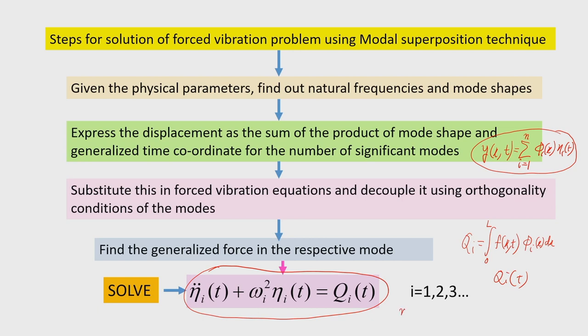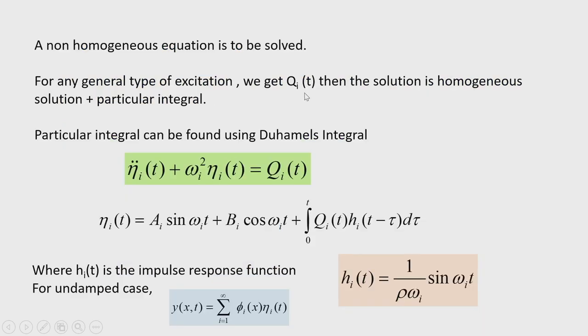This equation has to be solved in two parts. First is the homogeneous solution. Second part is the particular integral, PI. Because it is a linear differential equation, we get the homogeneous part plus the particular integral. The particular integral can be found using Duhamel's integral or another technique. For example, in steady state condition, if a harmonic force is applied, we know the steady state response, so that also can be used. But the general method in the analytical procedure is the Duhamel integral. So you can use Duhamel integrals to find the particular solution.